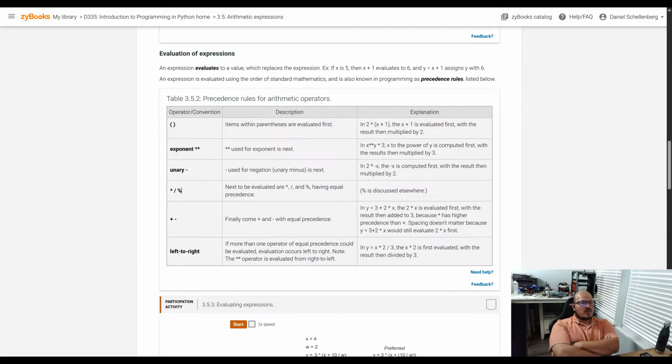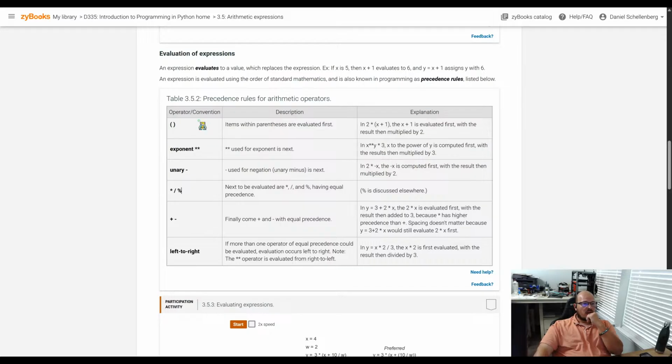An expression evaluates to a value which replaces the expression. Example, if x is 5, then x plus 1 evaluates to 6. And y equals x plus 1 assigns y with 6. An expression is evaluated using the order of standard mathematics, also known in programming as the precedence rules. List below. So this is the order of operations that I was talking about, which takes precedence over the other.